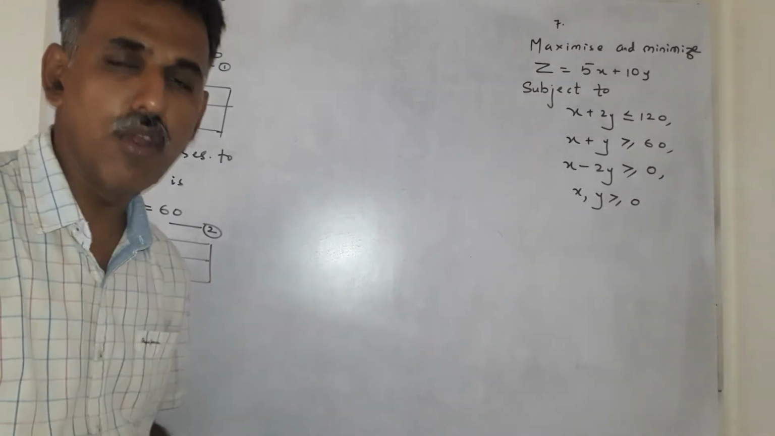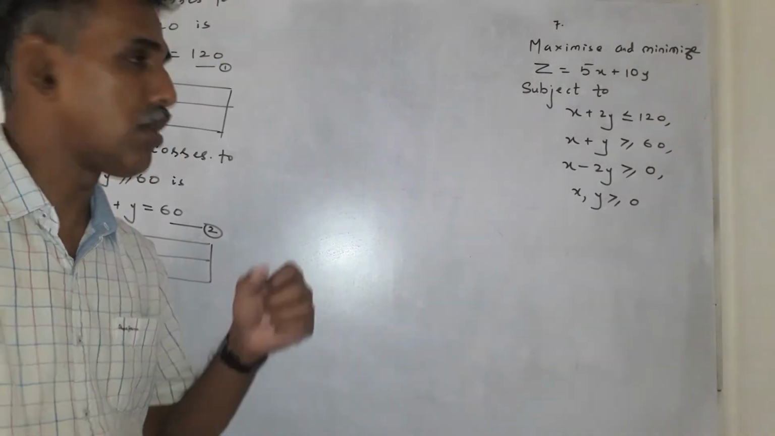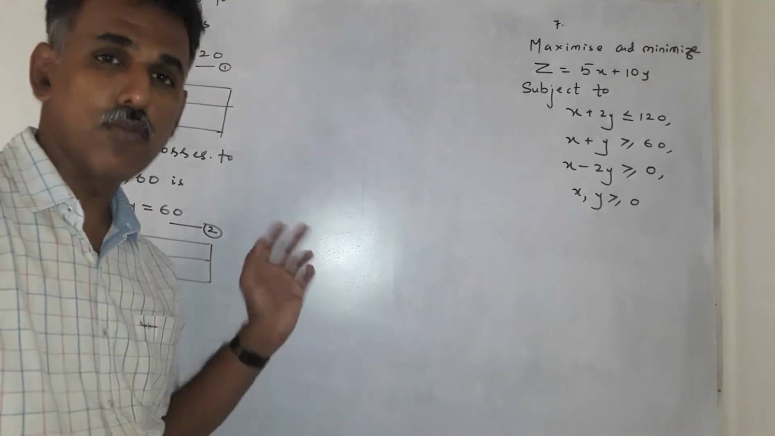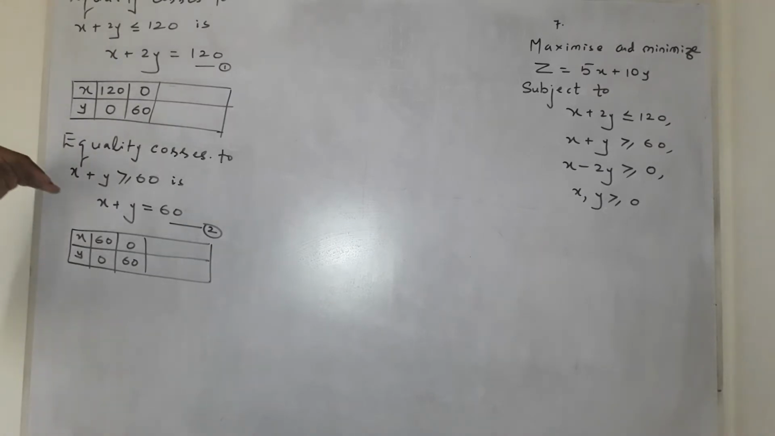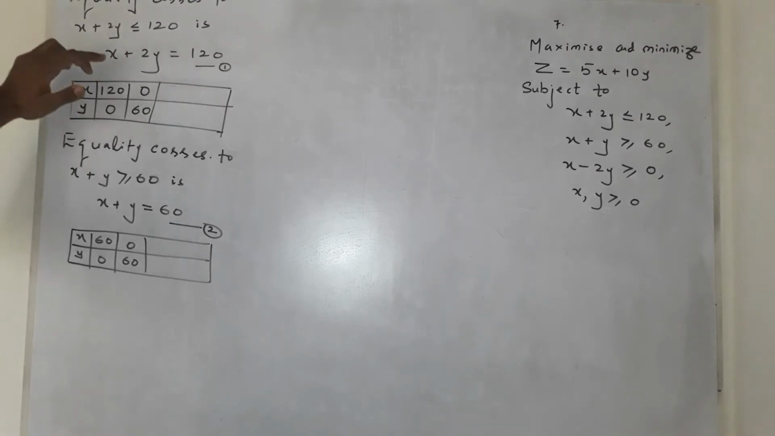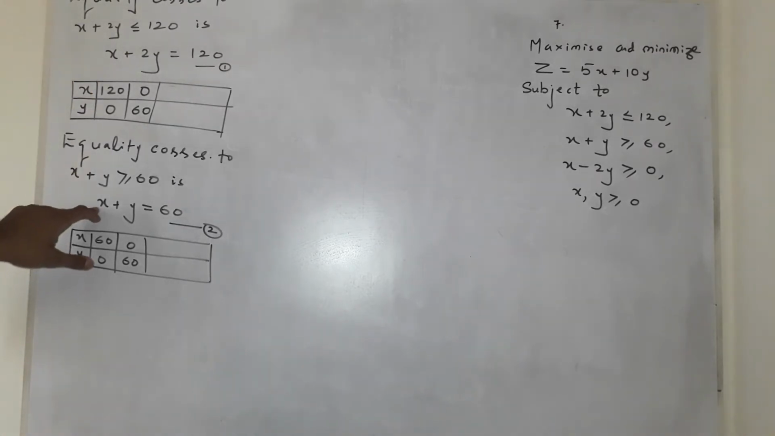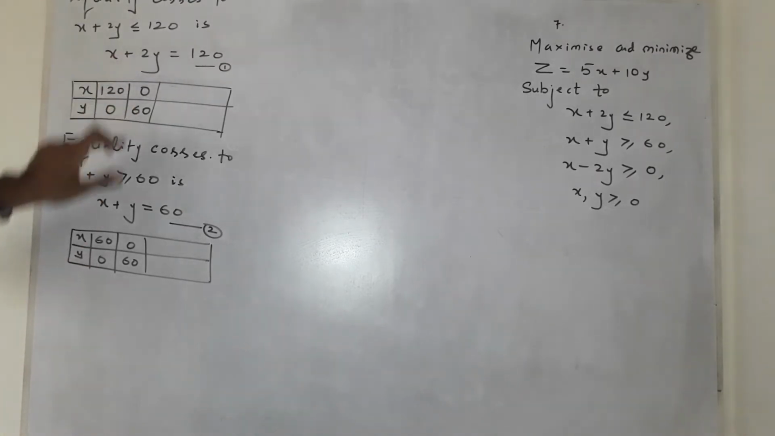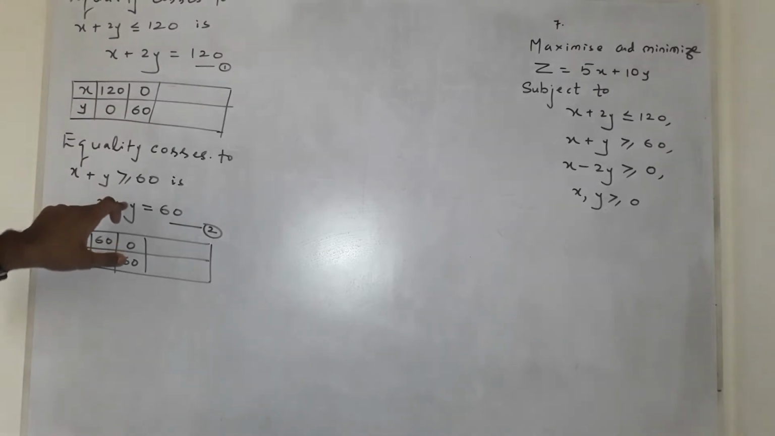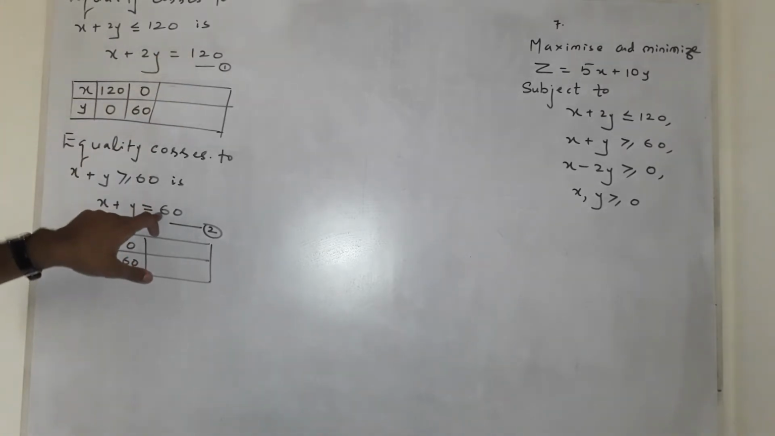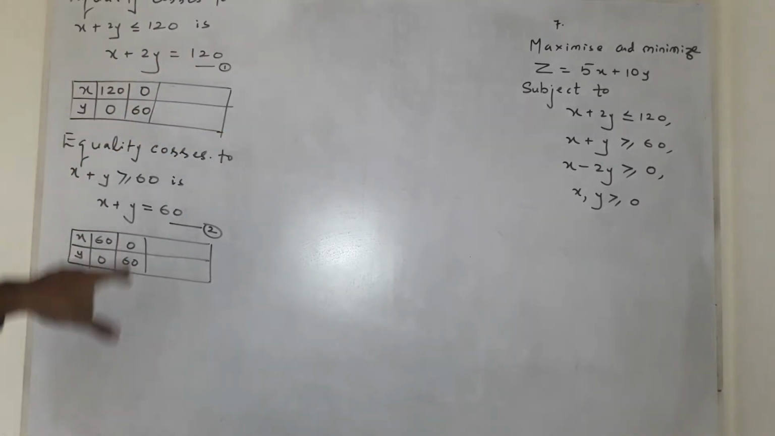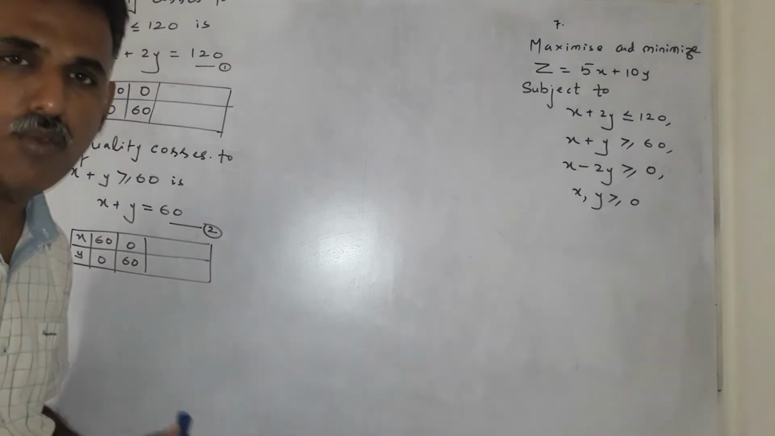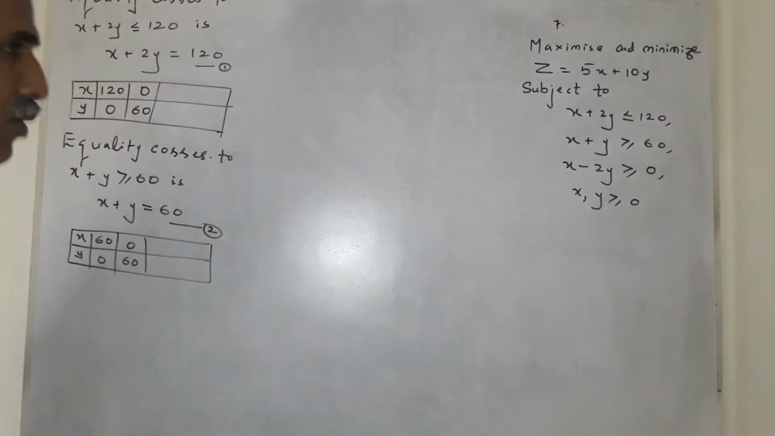Because the graph is not going to be scaled, it will be difficult to get the point of intersection from the graph. So better we get the intersection from here by solving them. If we subtract equation number 2 from equation number 1, x minus x is 0, 2y minus y is y, 120 minus 60, y is equal to 60, and when y is 60, x will be 0. So 0 comma 60, that is the point that you get in both the cases. Now the third one.